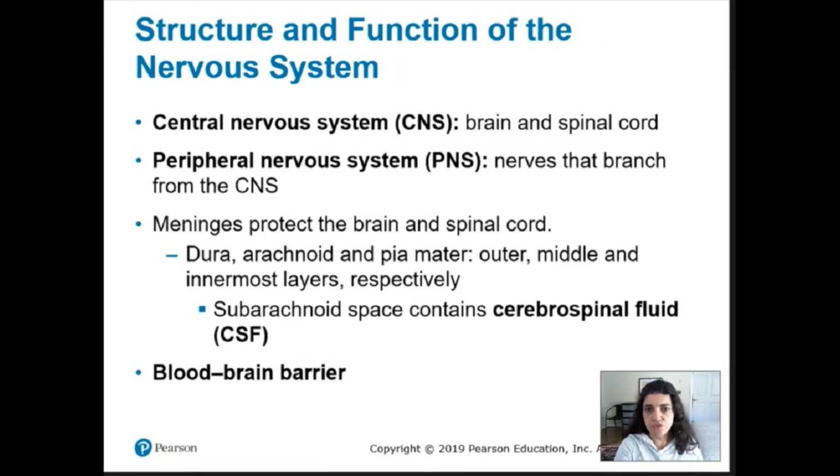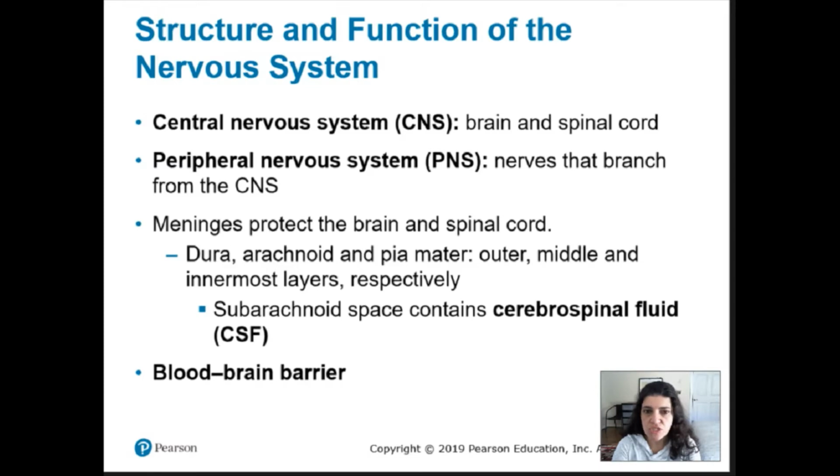All right, so let's start by talking about the structure of the nervous system. As you remember, first, why is this important? The infectious diseases that affect the nervous system are the most devastating ones, and the consequences include deafness, blindness, learning disability, paralysis, and even death.